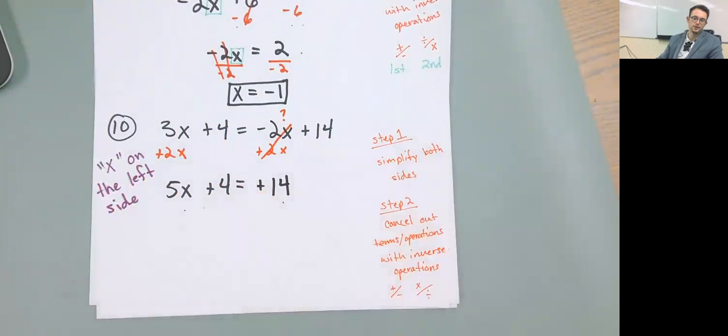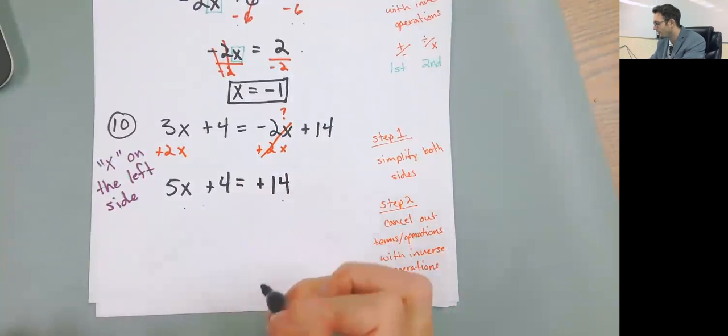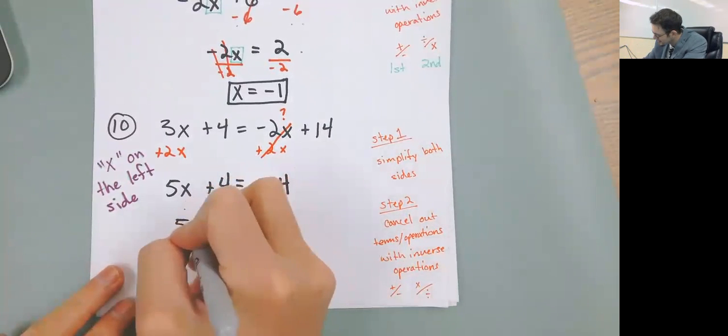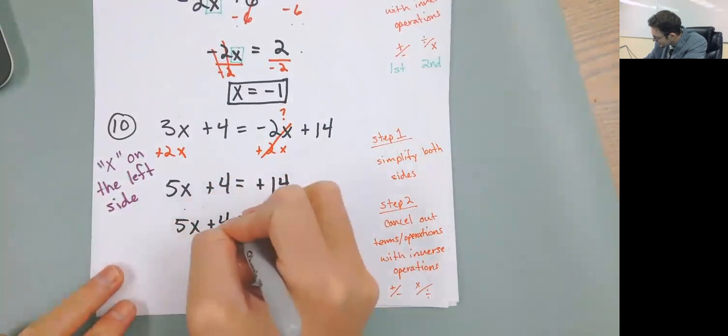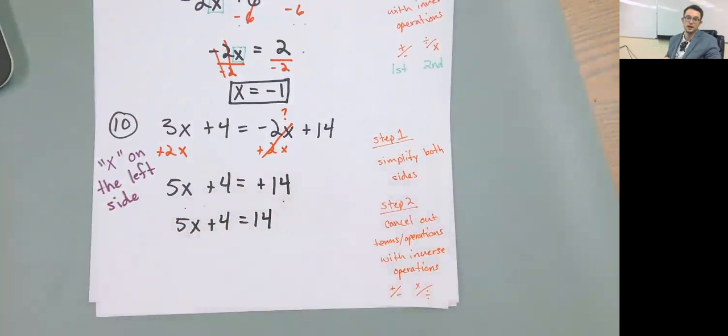Okay, that looks a little silly. I made that look a little silly. This might be a good learning experience. Do you write the plus 14? No, no, you do not. So let's rewrite this. 5x plus 4 equals 14. Okay, that looks better. Looks a lot better.